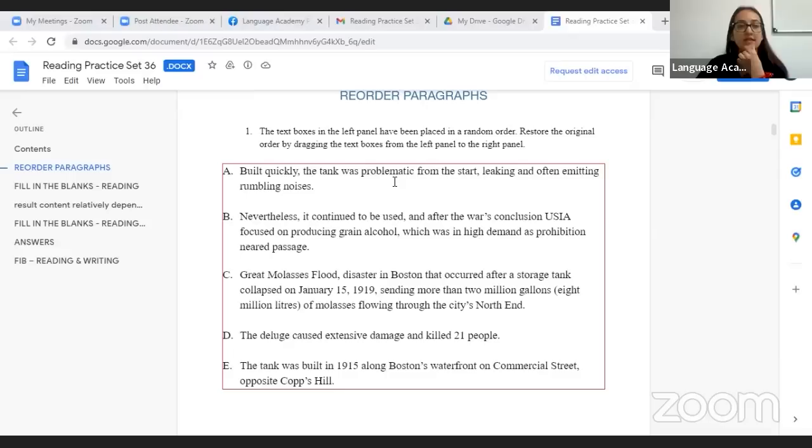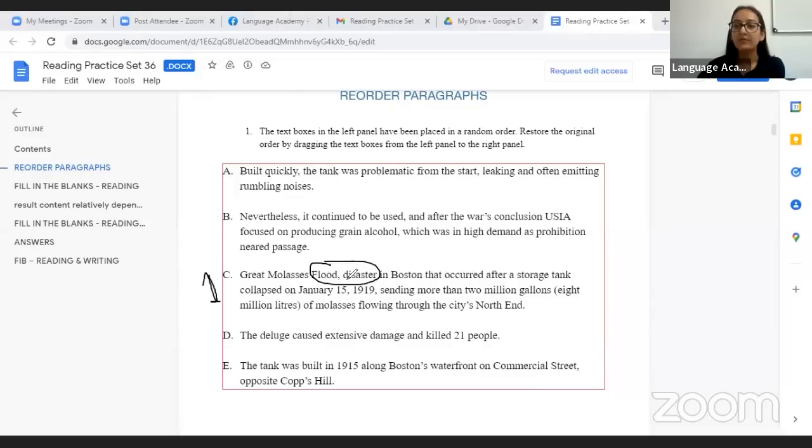This would be termed as an easy question from the exam's point of view, and it should have been correct. So the first sentence was C because that has the name of the topic. So the Great Molasses Flood is what we're going to talk about, which was a disaster in Boston, the place that occurred after a storage tank collapsed on this date, sending more than 2 million gallons of molasses flowing through the city's North End. So this was the topic. So basically, flood, even if we don't understand, we understand flood and disaster.